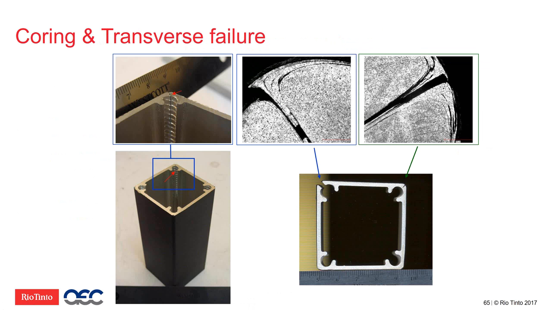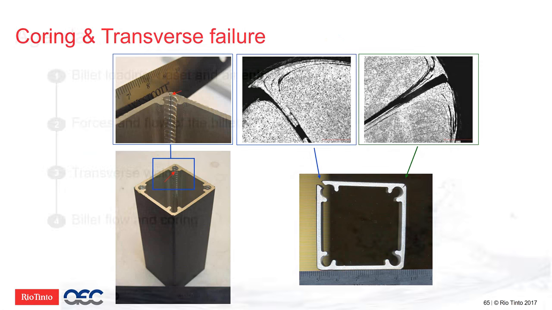But there was a little bit less of coring in this case. And the coring is, if you follow that break, you can see it kind of turned to the right here on the top of the picture. And that was maybe a foot or two of contaminated metal part of the extrusion that, put under stress, ended up failing.